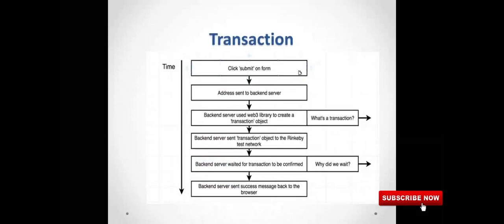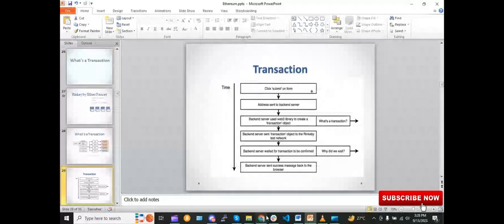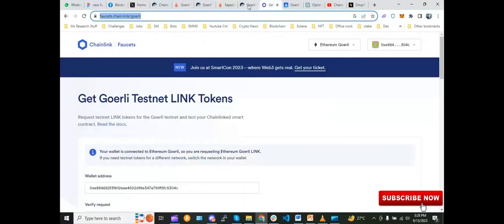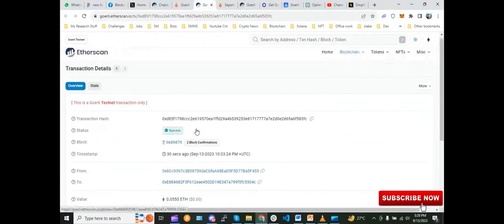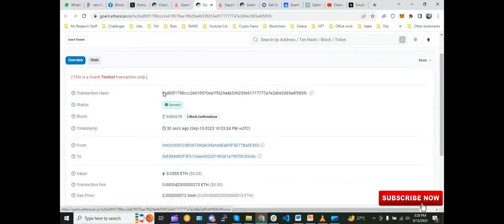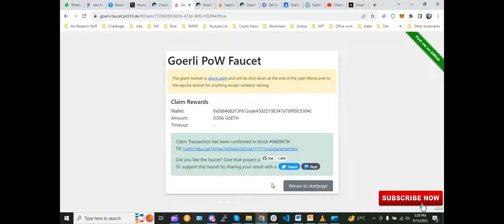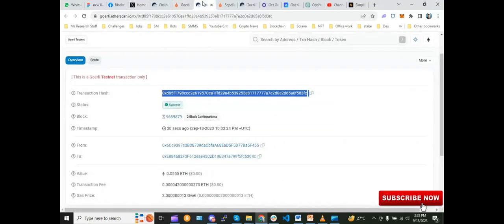Okay, so let's get back to the transactions, and why did we wait? There will be a wait in between the transaction, so we will discuss that in the next lecture. So let's jump into the real-time transaction and see how it works. Come here. Okay, here we go. This is the transaction hash which is generated by the private key. State is successful as we received the token over here.